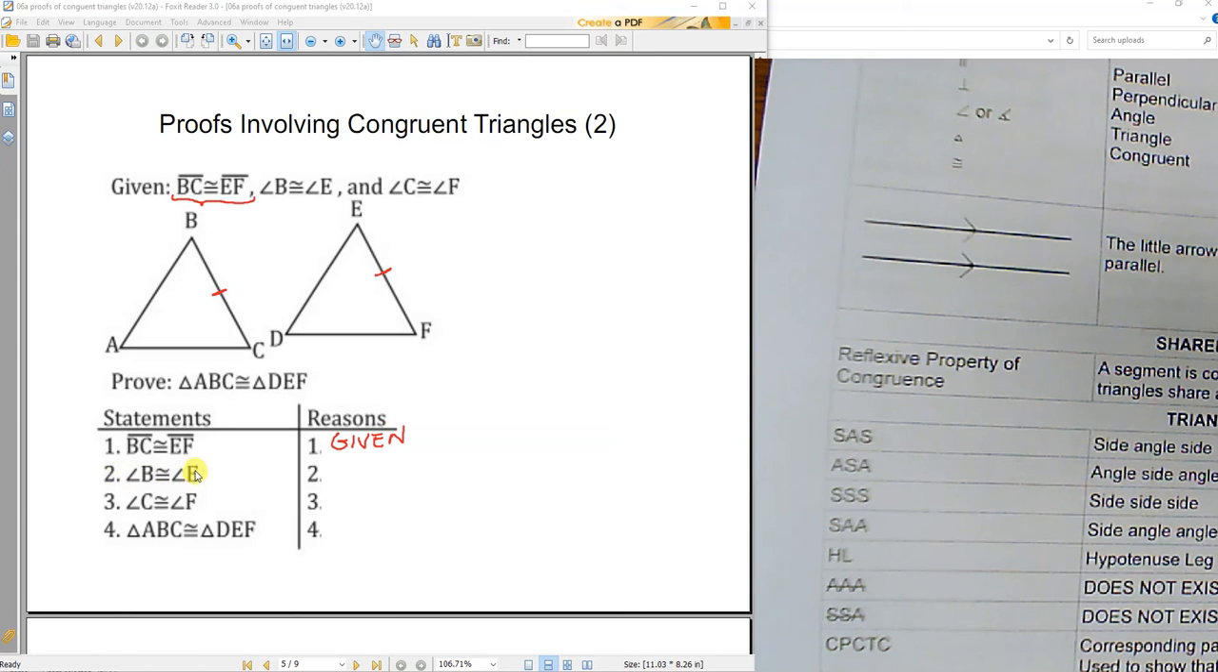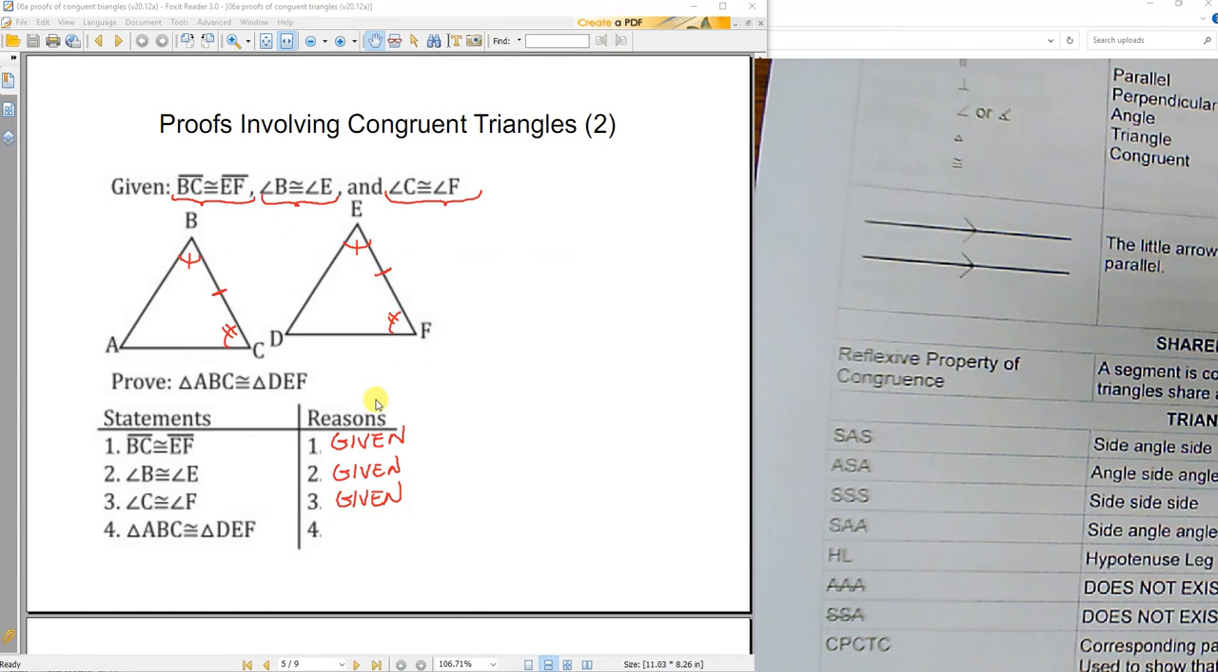Angle B is congruent to angle E. How do I know that? That's given to me. Angle C is congruent to angle F. How do I know that? It was given to me.